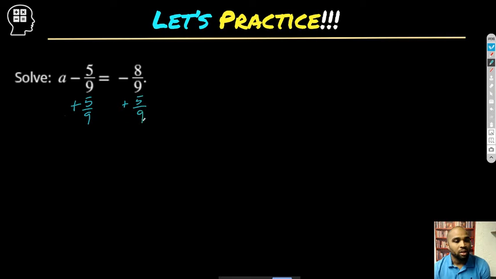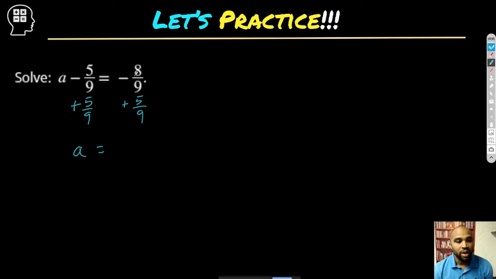Why? Because the addition property of equality says as long as you add the same thing on both sides of the equal sign, you keep it balanced. So why am I adding 5/9 in the first place? Well, I want to get a all by itself so I can solve for a. And negative 5/9 plus 5/9, it just goes to 0.